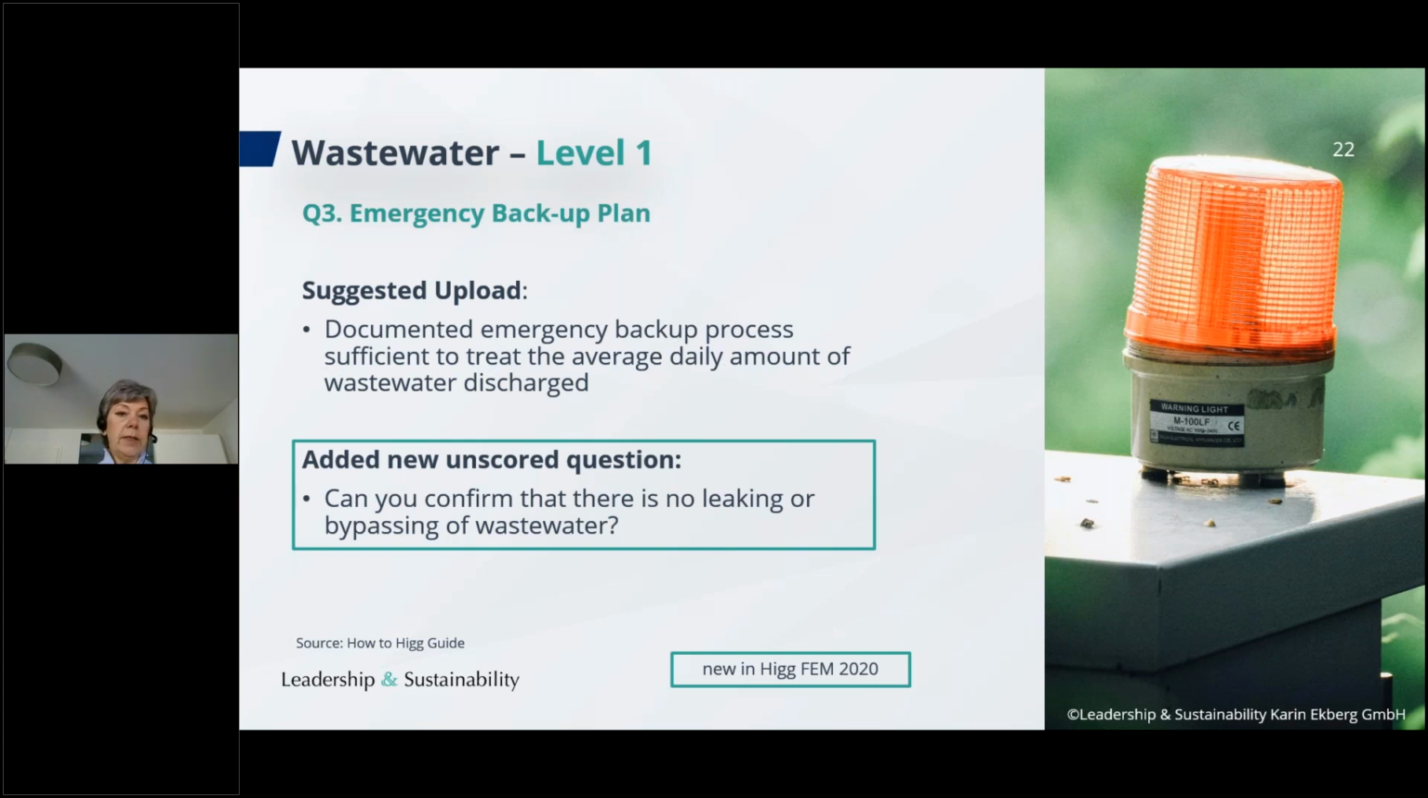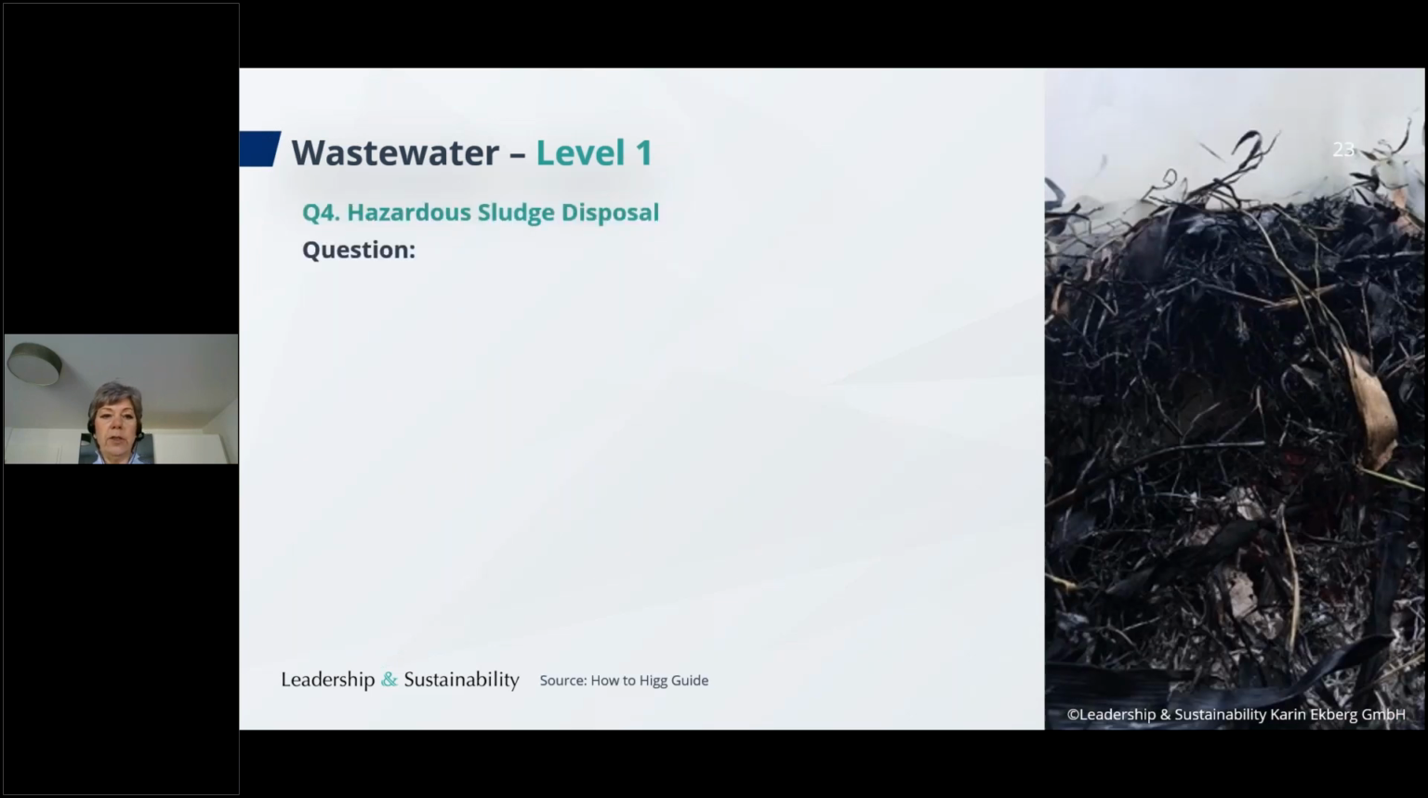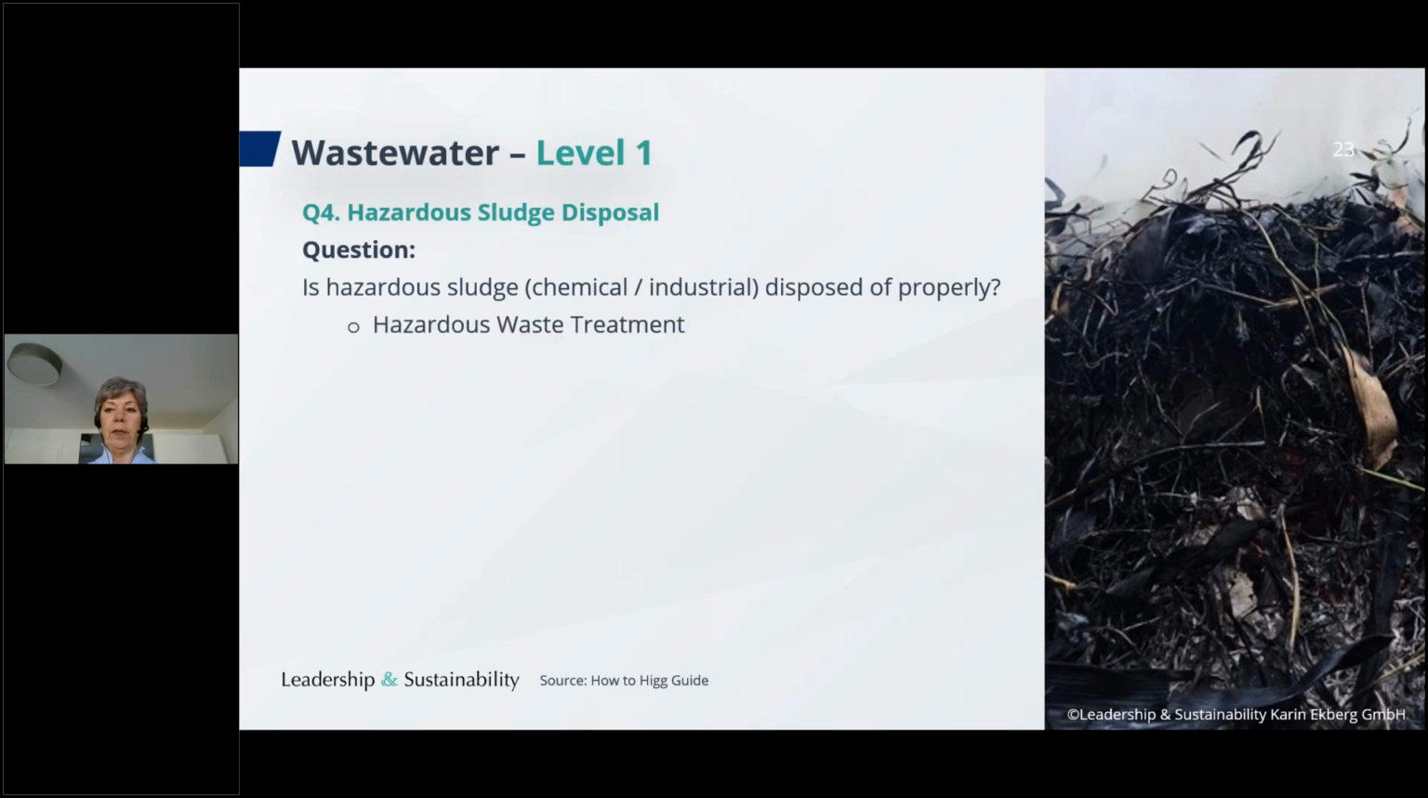Okay, and then the hazardous sludge disposal. So the question is, is your hazardous sludge disposed of properly? Do you have hazardous waste treatment, incineration under controlled conditions? Is it landfilled, which is not a very good disposal method actually for hazardous waste of any kind? Do you have open burning? And I'd hope you don't have open burning. Fuel blended might be a possibility.